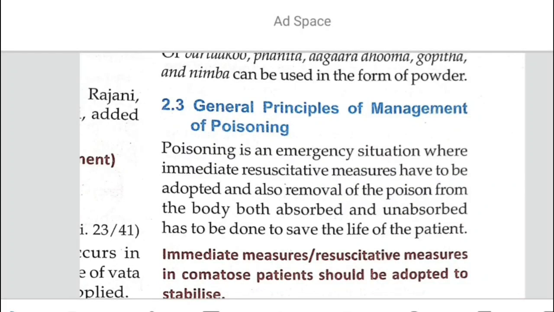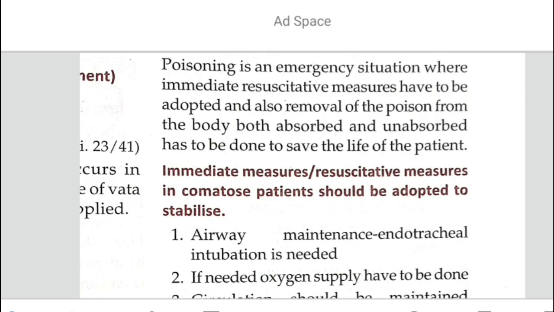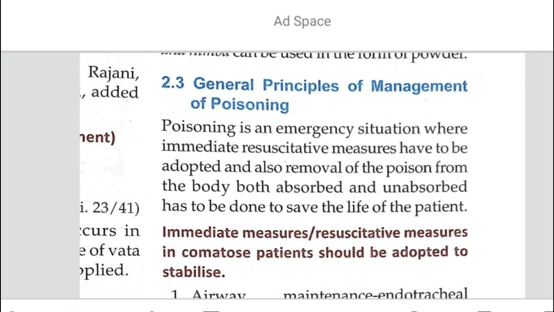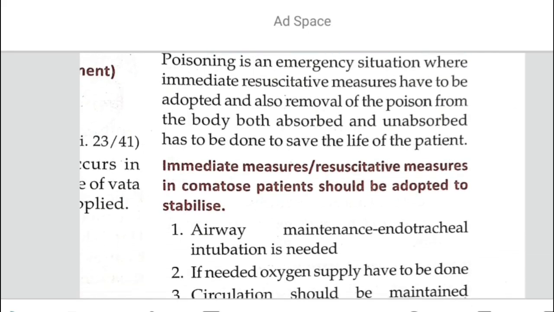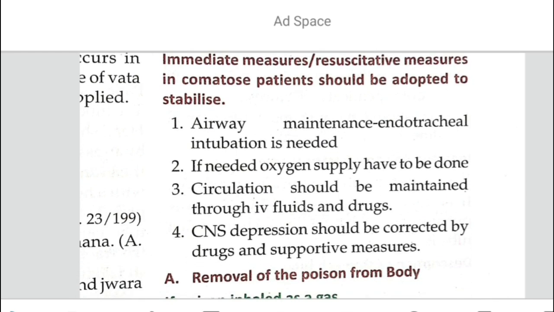General principle of management of poisoning. Poisoning is an emergency situation where immediate resuscitative measures have to be adopted, and also removal of poison from the body, both absorbed and unabsorbed, has to be done to save the life of the patient. Immediate measures, as in any comatose patient, should be adopted to stabilize.